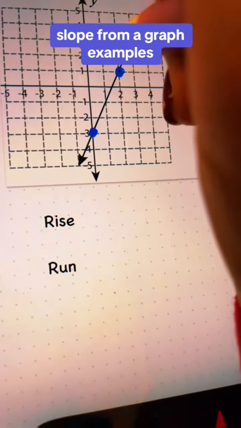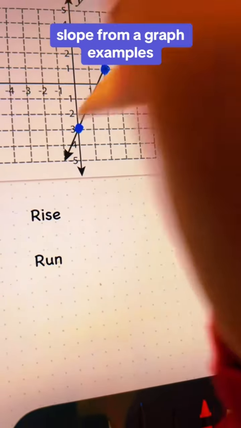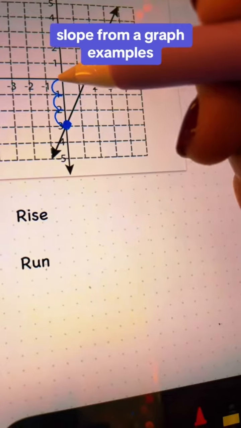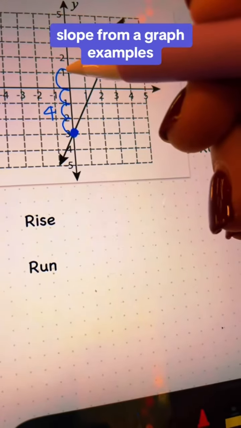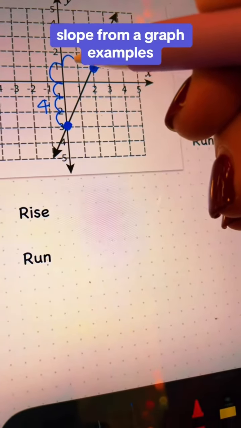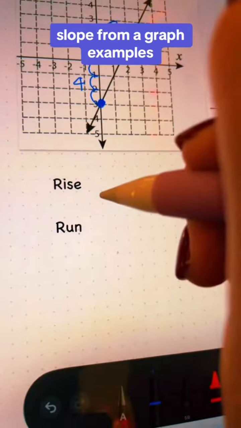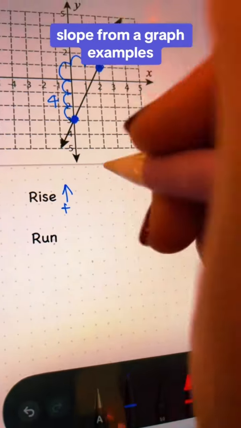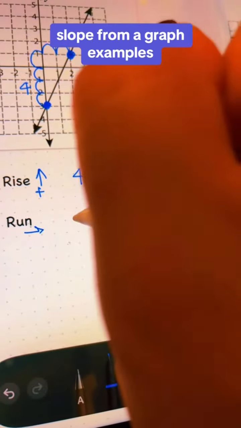Whenever I go up, that's going to be a positive slope. So I'm going to count how much I go up and say, to get even with that, I went up 1, 2, 3, 4. I went up by 4. And then I go over for my run, and I say I went over 1, 2. That means my rise, my up or down, in this case I went up, so it's positive. I went up by 4. My run, which is to the right, was by 2.